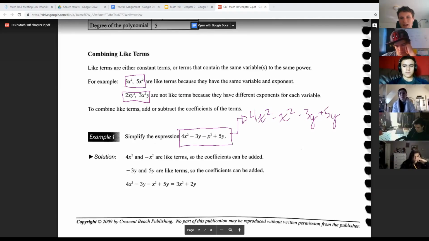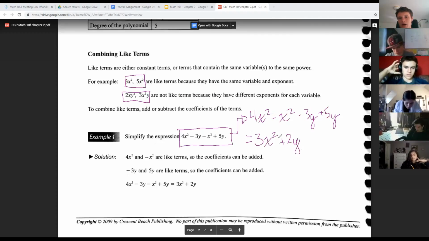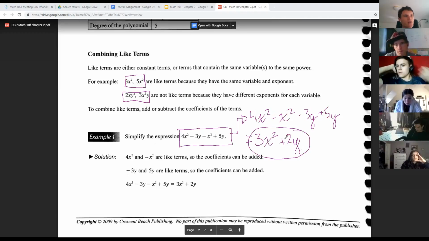So I moved that minus x squared closer to the 4. And the minus goes along with it. And then in my next step, I do the math. So I'm going 4x squared minus x squared. That's like 4 minus an invisible 1. That becomes 3x squared. And then we have negative 3y plus 5y. That becomes positive 2y. Okay. So that is one way that we can do that kind of work, just by rearranging things.